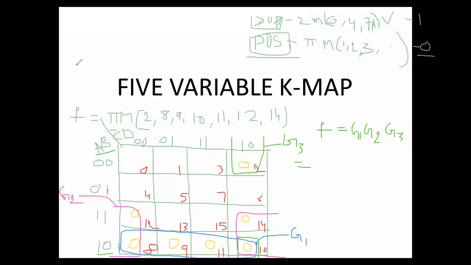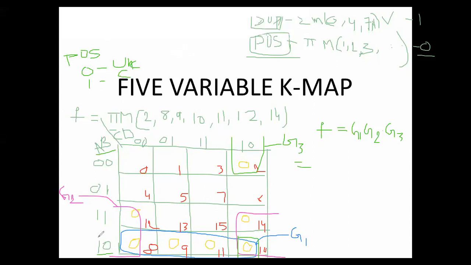Here, in product of sums, if 0 is the value, then we are taking the uncomplemented form. If 1 is the value, then we are taking the complemented form. Do you remember? Inversely, we are taking. If 0 is the variable value, then that will be taken in uncomplemented form. If 1 is the value, then that will be taken as complement. Remember that here.